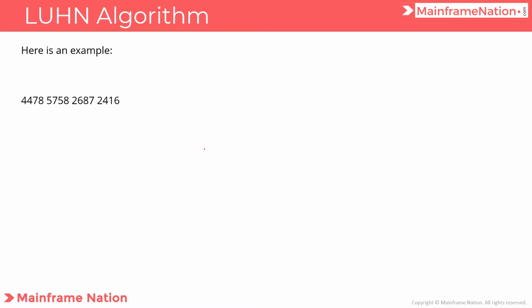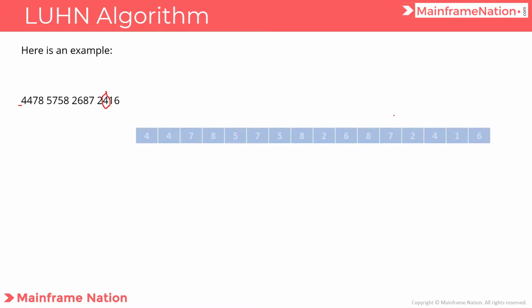Let us take another example. This is the same digit, but instead of 0, I have given here 4. So instead of 2016, it is 2416.